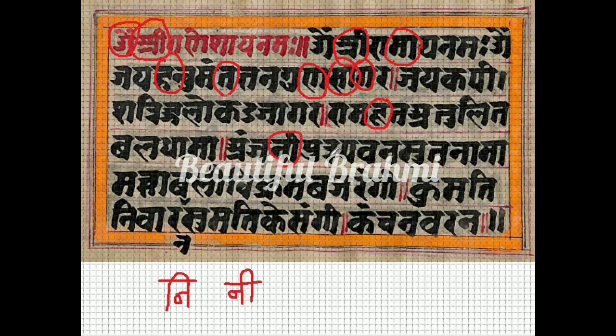Putra. The similarity of Pu and A should be observed. Orthographic similarity of Pu and A should be observed. Anjani Putra. Then it says Pavana Suta Nama. The next part is Mahabali. Once again, it differs from the original text, which says Mahavira. Here it is used Mahabali, Vikrama, Bajarangi, Kumati Nivara.